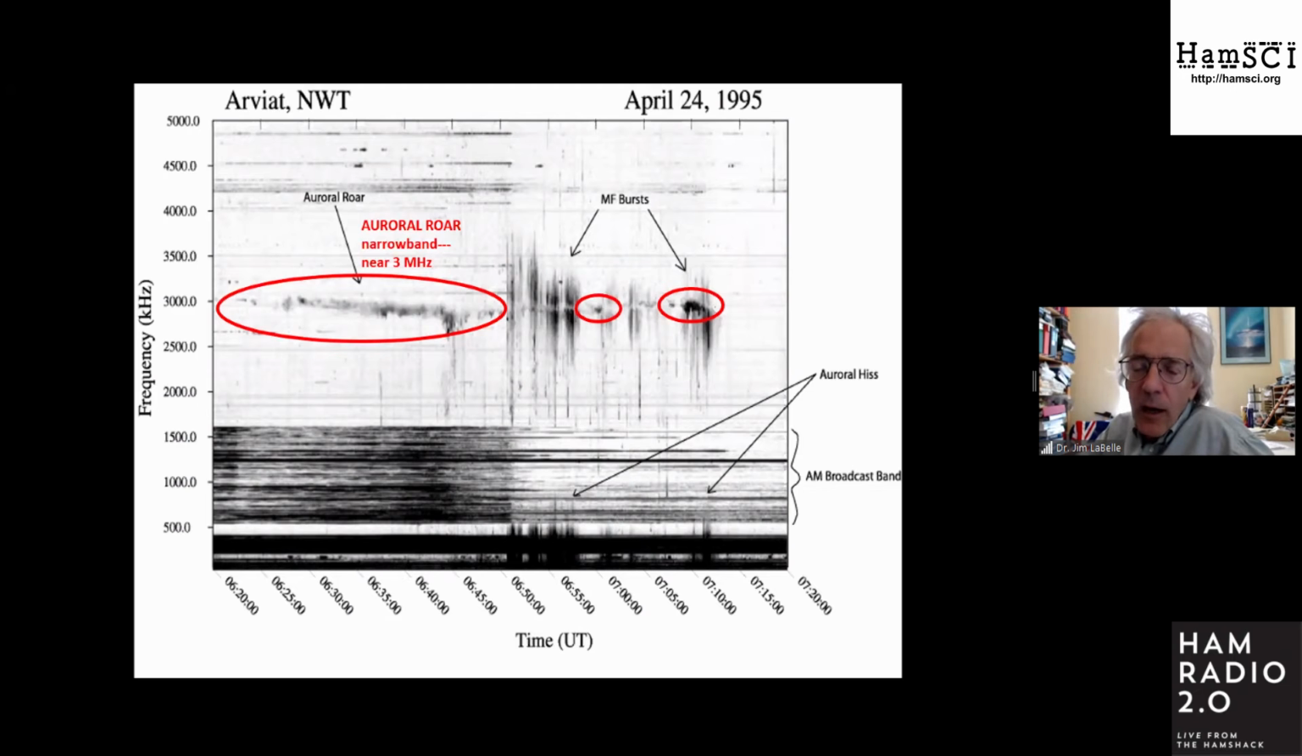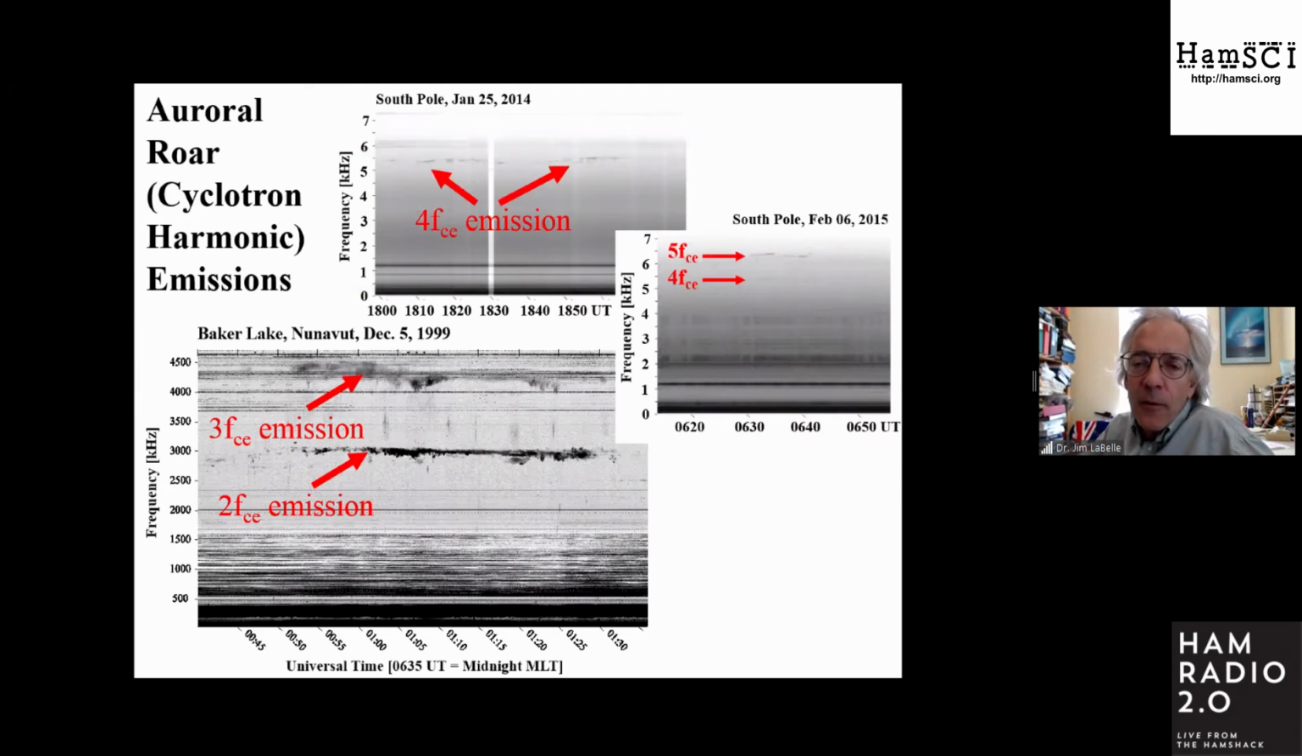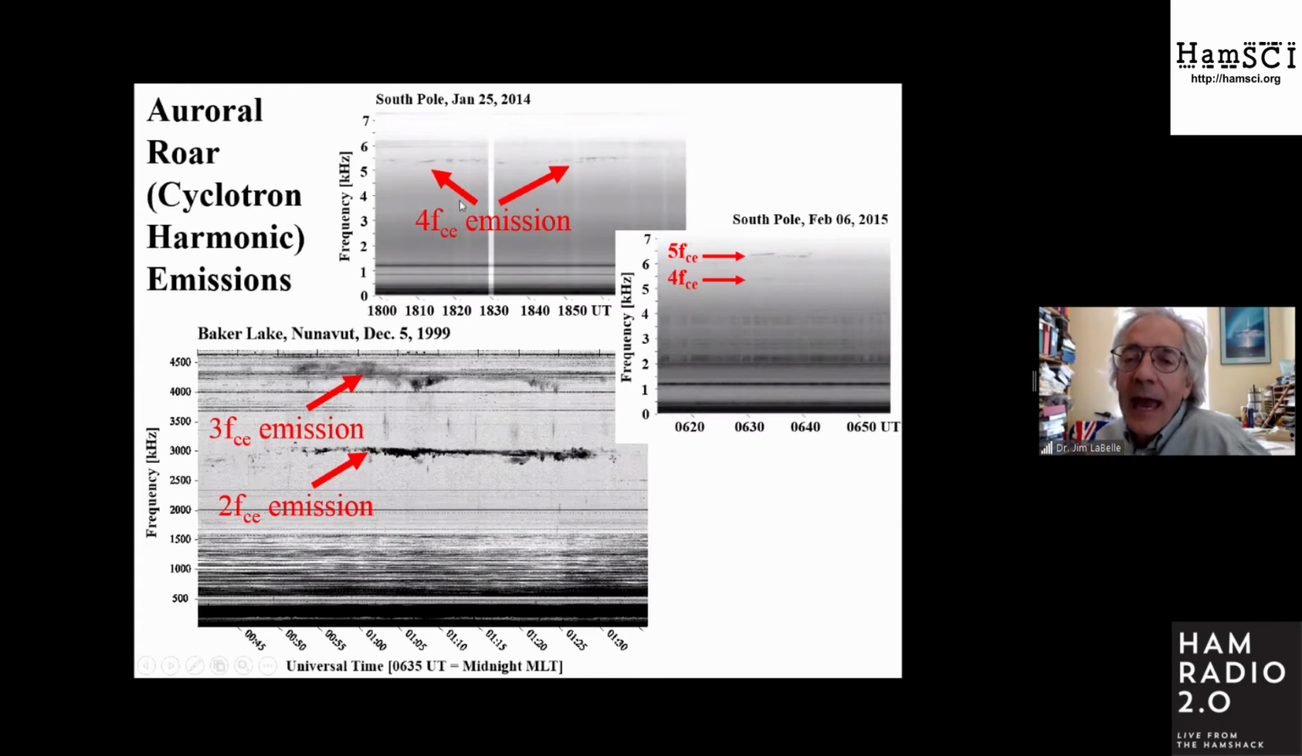So let's first talk about the roar emission. First of all, the roar emission is not just at twice the cyclotron frequency, 3 megahertz, but it also occurs at 3 times the cyclotron frequency, which is near 4.5 megahertz, and also near 4 times, here at 5.5 megahertz, and even 5 times has been observed. So all of these harmonics have been observed.